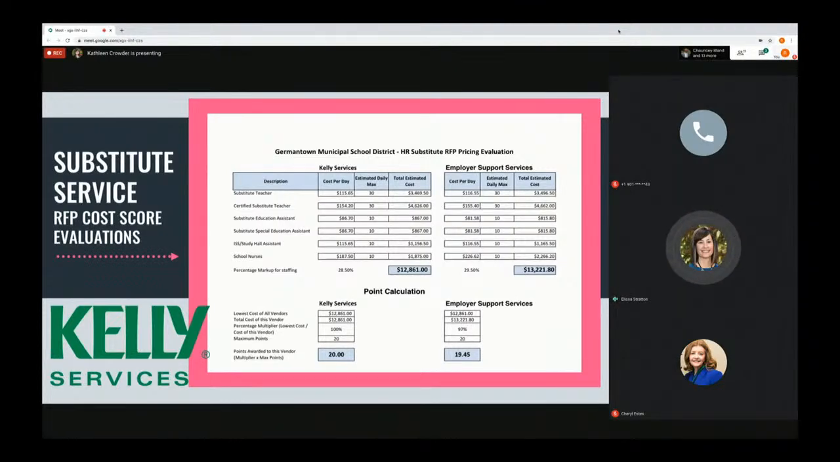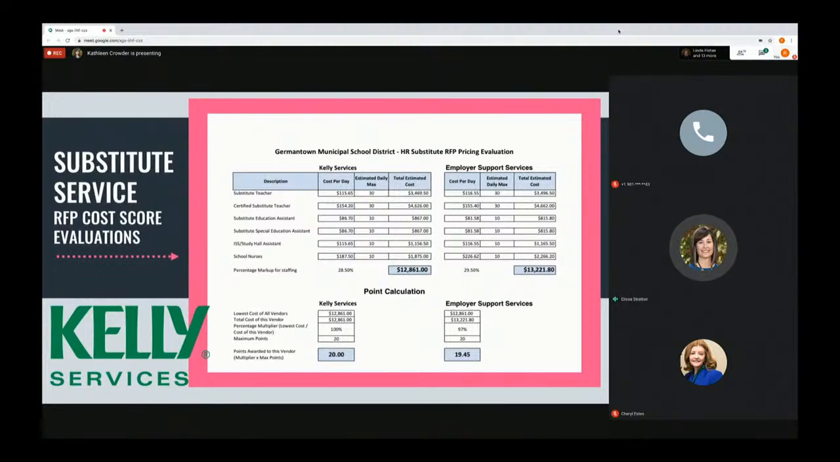Both companies were very similar or even identical when it came to the areas of recruitment, training, software, and pricing. But what stood out to our evaluation committee was the number of staff members specifically assigned to support the substitutes in our schools. ESS is willing to dedicate 1 staff member for GMSD to handle recruitment, onboarding, training, and discipline. And Kelly Services has a total of 3 staff members supporting GMSD in these areas.